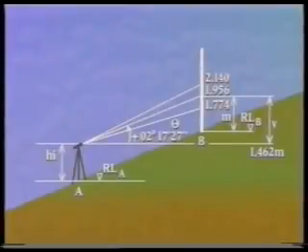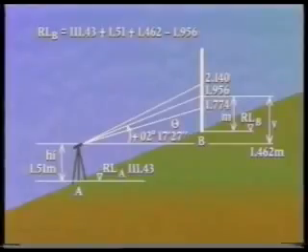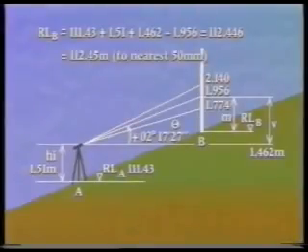So, if the reduced level of A is 111.43 meters, and the instrument is set up at a height of 1.51 meters above point A, then the reduced level of B is given by RLB equals 111.43 plus 1.51 plus 1.462 minus 1.956, which equals 112.446, which equals 112.45 meters. Because of the inaccuracies mentioned earlier, any reduced levels calculated by stadia tachyometry should only be quoted to the nearest 50 millimeters.